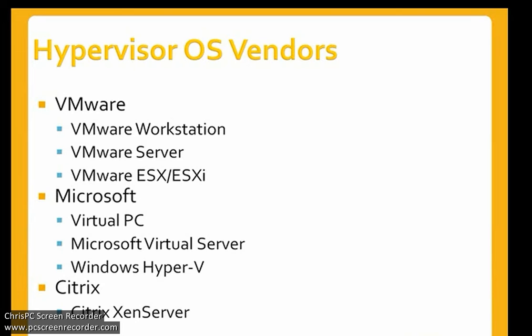So back to the hypervisor OS vendors. So we've chosen 3 vendors here. VMware, obviously. VMware has Workstation, Server, ESX, ESXi. Microsoft has Virtual PC, Hyper-V, Virtual Server, and Citrix has XenServer. There's a lot of other hypervisor vendors out there. Actually, there's so many that we can't even put them all on this presentation. Phoenix is coming out with one, Oracle has one, HP's coming out with one, a lot of different vendors.